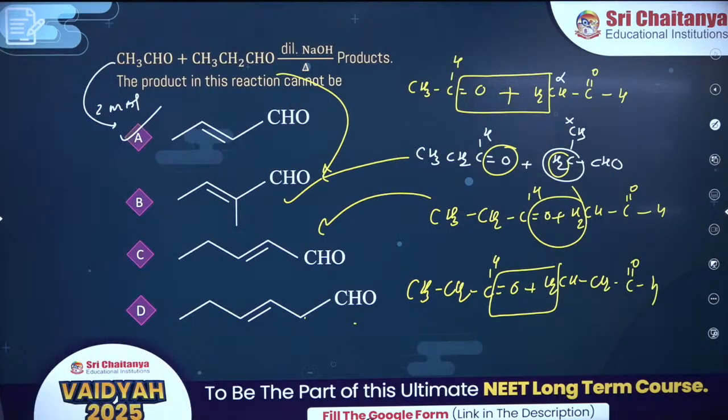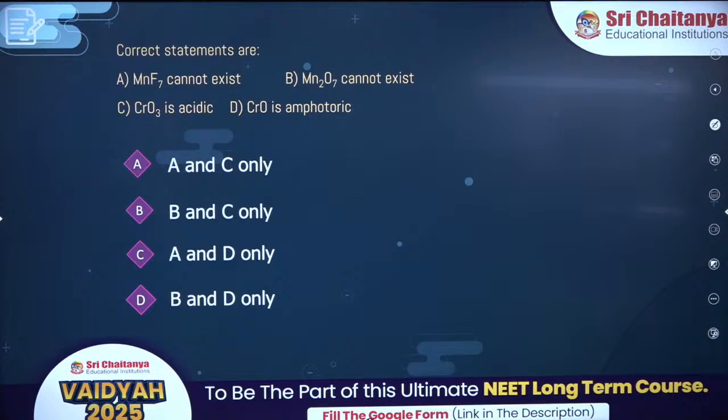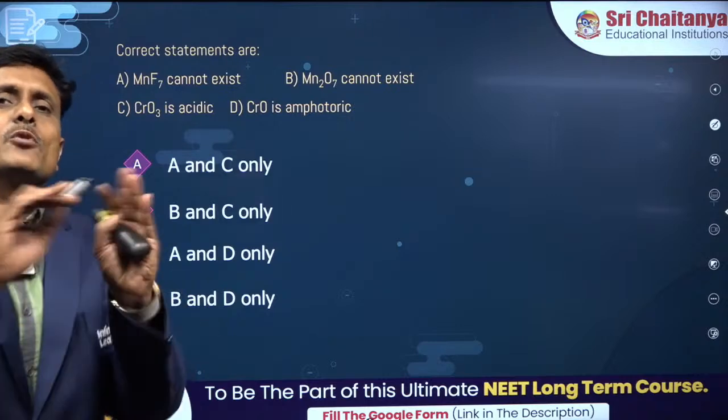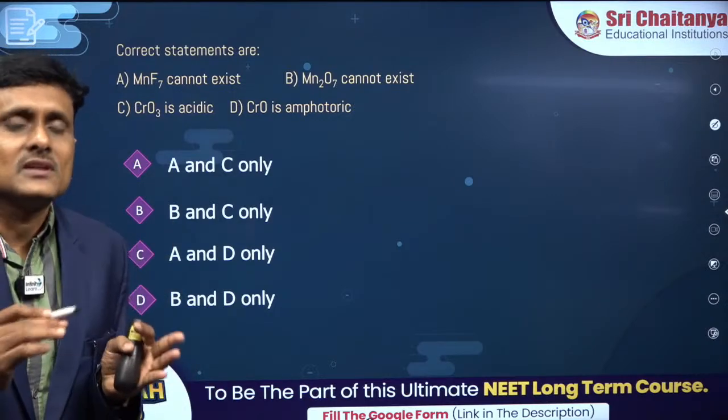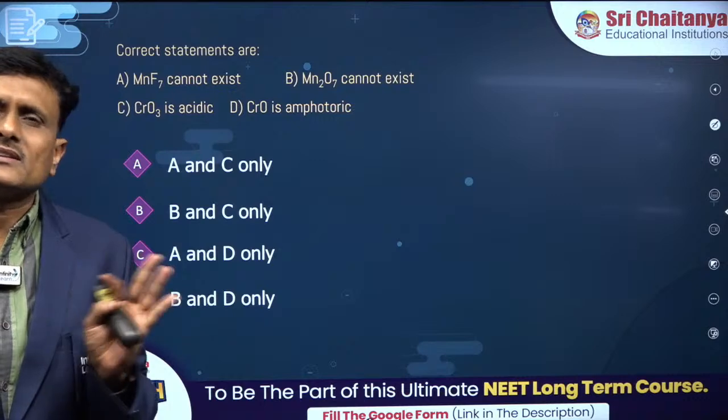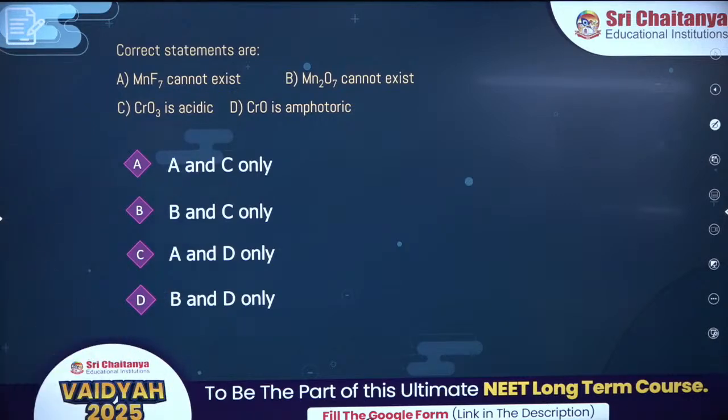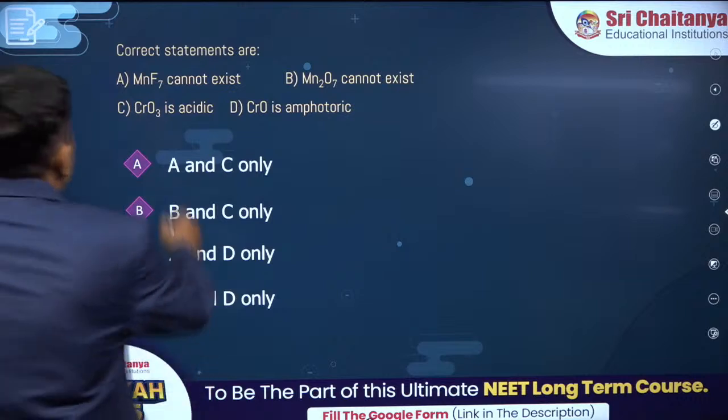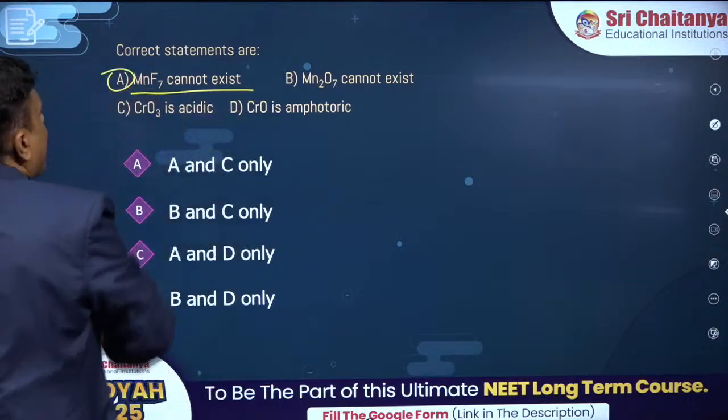Very good, Bhargav. That's a brilliant question. It's a theoretical question. MnF7 cannot exist is a correct statement. Nowhere have we seen MnF7 existing, because you need to understand that 7 fluorines with high electron density around themselves cannot be accommodated. They will repel each other. MnF7 cannot exist. 7 fluorines cannot be accommodated. Very crowded. Electron density is very, very high. So MnF7 cannot exist is a correct statement.